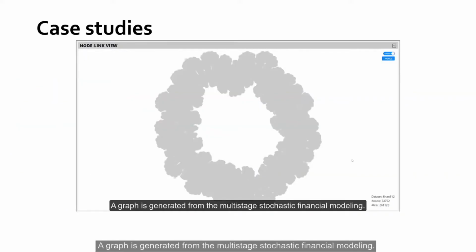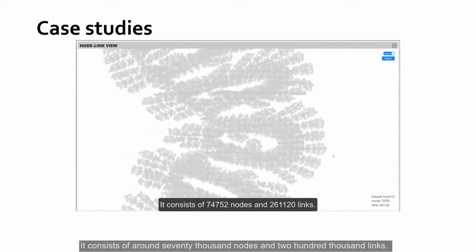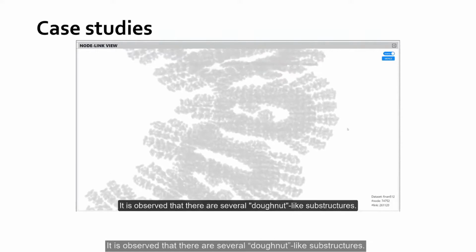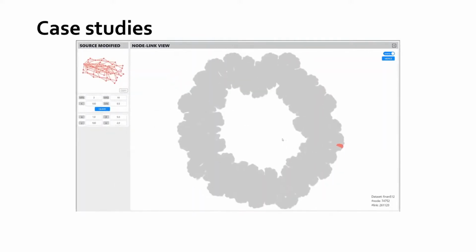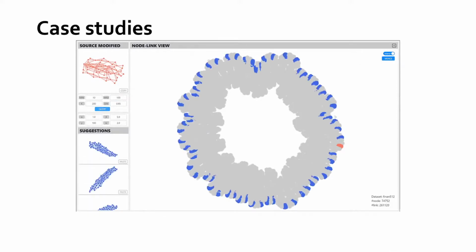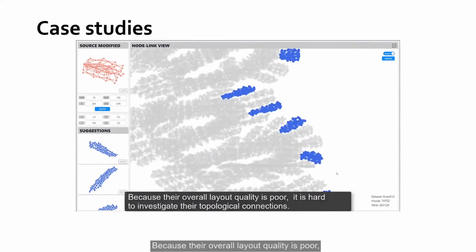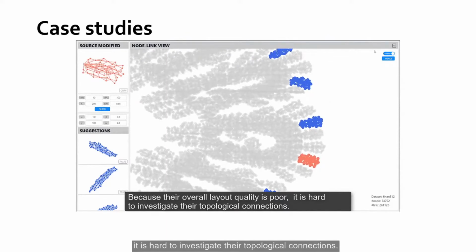A graph is generated from the multi-stage stochastic financial modeling. It consists of around 70,000 nodes and 200,000 links. It is observed that there are several donut-like substructures. A substructure is specified as an exemplar for fine-tuning. Utilizing the pre-computed representation, similar substructures are retrieved. We find that these substructures are potentially isomorphic. Because their overall layout quality is poor, it is hard to investigate their topological connections.